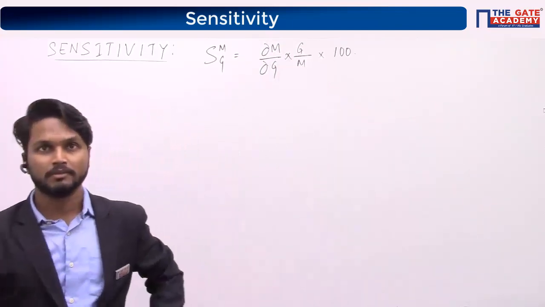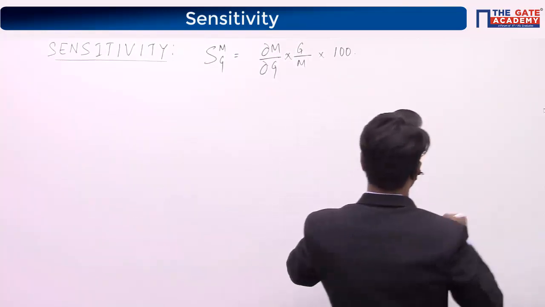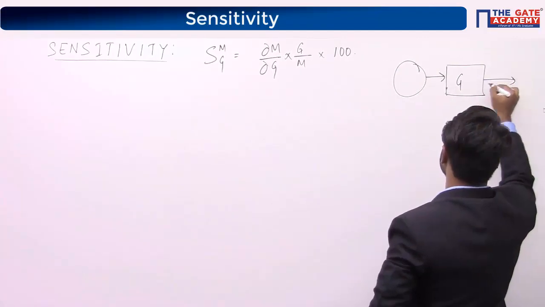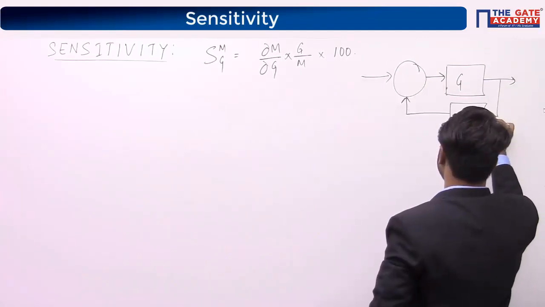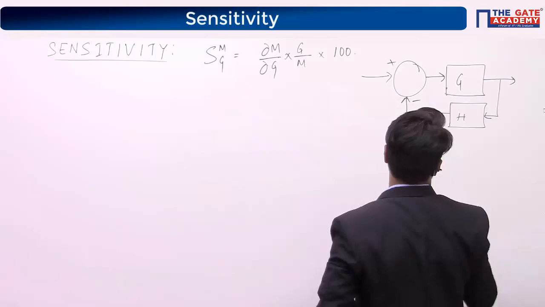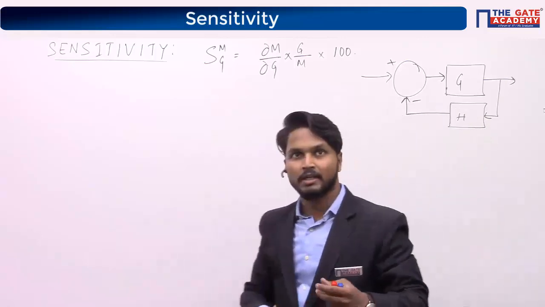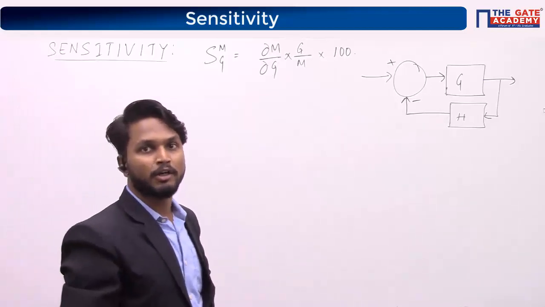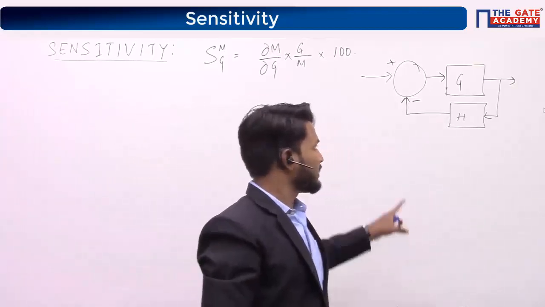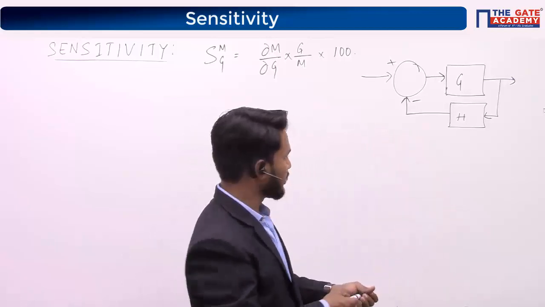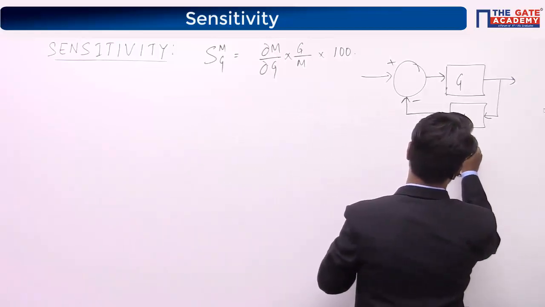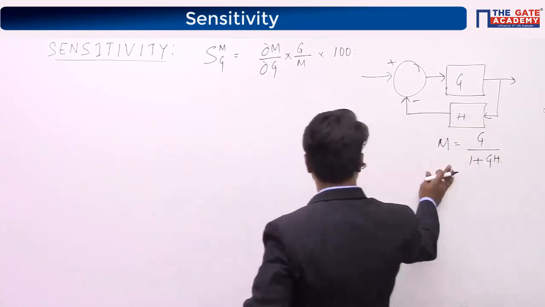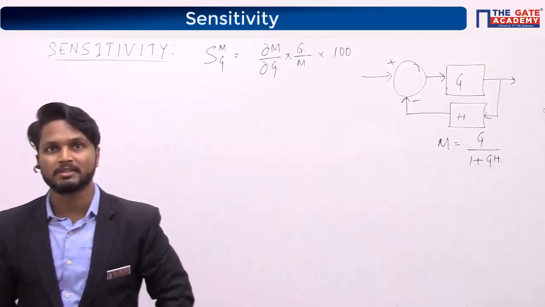So this is sensitivity. All this we are discussing is for a general negative feedback closed loop system. Got it or not? So what is the overall transfer function of this? The overall transfer function M is equal to G by 1 plus GH. You have to partially differentiate M with respect to G.